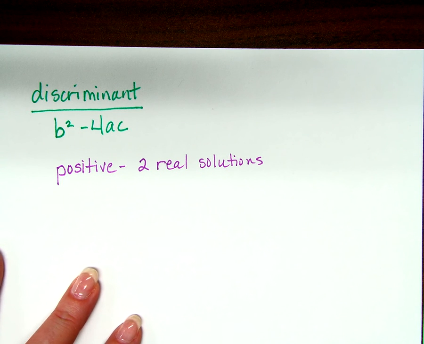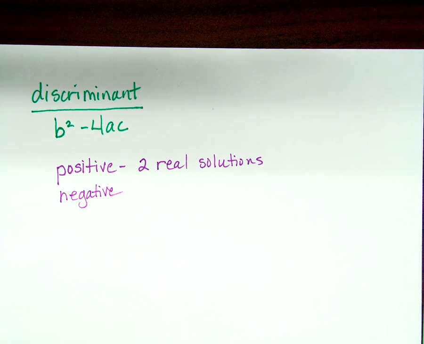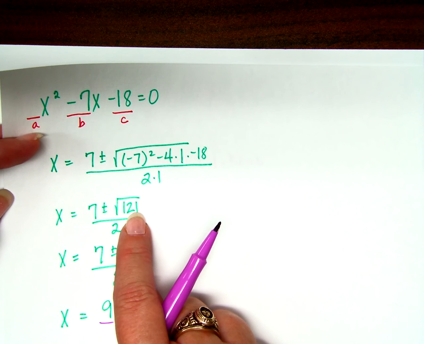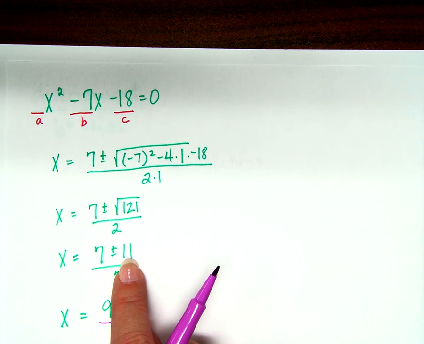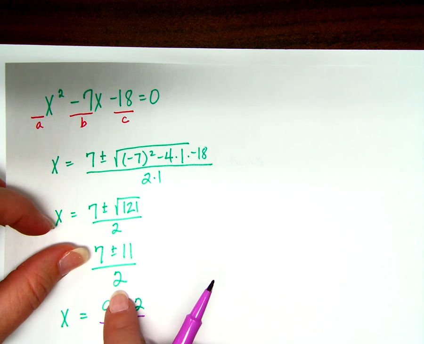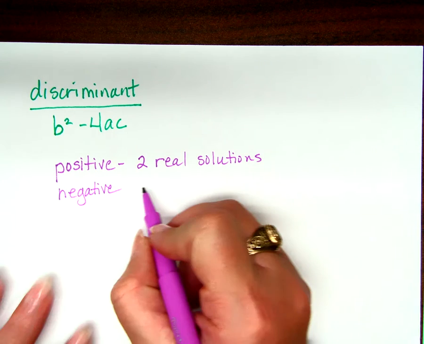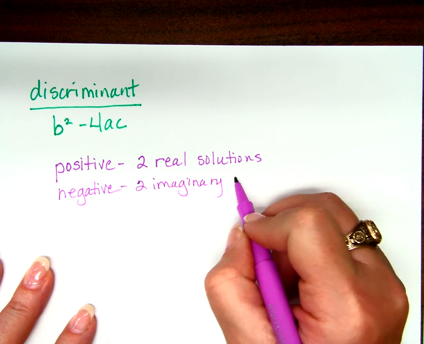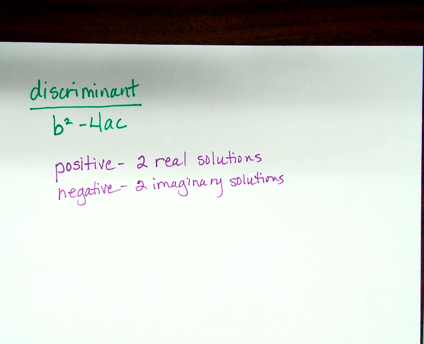What's another possibility? Negative. So what if this number right here, instead of being 121, what if it was negative 121? What would happen if I took the square root of it? What would I get right here? 11i, right? So I'd have 7 plus 11i over 2 and 7 minus 11i over 2. Did I still get 2 solutions? But they were 2 imaginary solutions. I'm proud of you for remembering that. Good job.